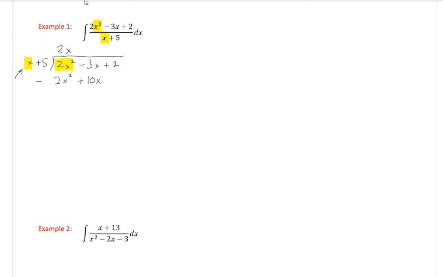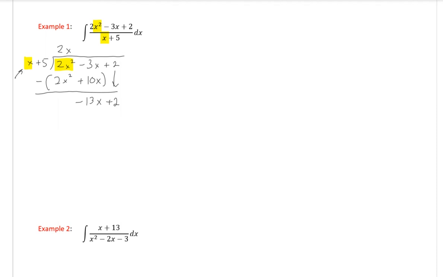Doing that will allow me to subtract this away, just like if I were to do long division for whole numbers. 2x squared minus 2x squared should hopefully eliminate that term. That's the goal. And now I have minus 3x minus 10x, which will give me negative 13x. And then I can drop down this plus 2.